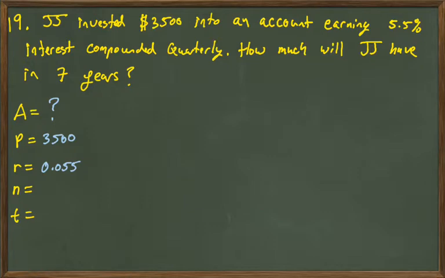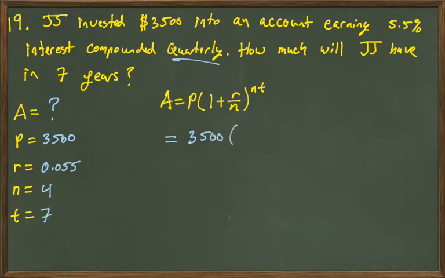The number of compounds per year is going to be 4 because it's compounded quarterly. And then the time is given as 7 years. So amount is equal to principal times 1 plus r over n raised to the nt. So we got all our parts: 3,500 times 1 plus 0.055 divided by 4 raised to the 4 times 7.